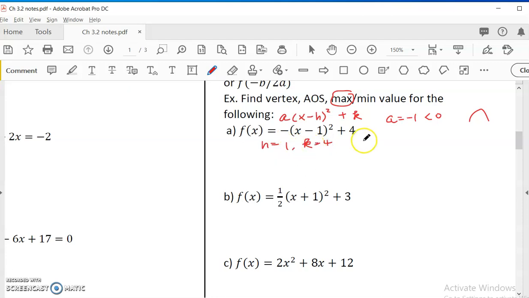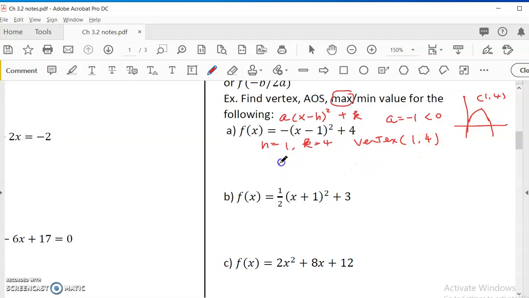So (h, k) is the vertex, so you can write vertex. You don't have to do any negative b over 2a. If it's in vertex form, no need. This is the vertex. In my graph, this point is (1, 4), and I would graph something like that. (1, 4) is the maximum.